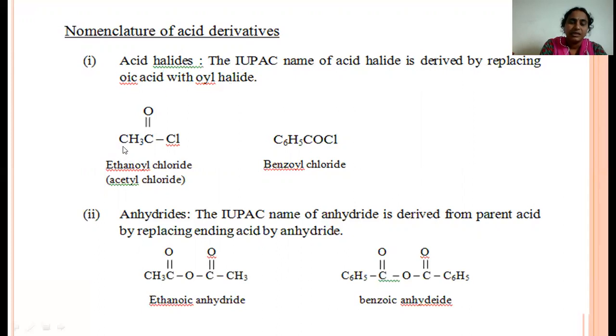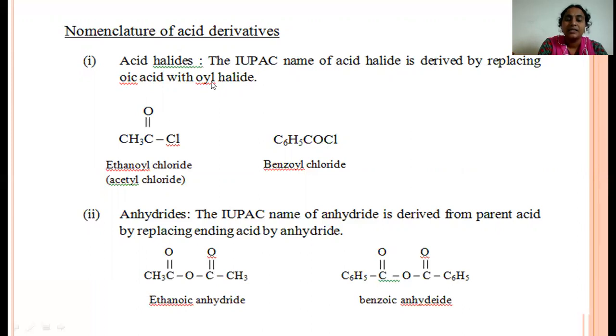For example, if you see this compound, this is the acid halide because this is a derivative of carboxylic acids. In the carboxylic acid, wherever the OH group is present, that OH group is replaced by Cl, hence these acid halides are derivatives of the carboxylic acids. Acid halide is nothing but the compounds which have the C=O Cl group.